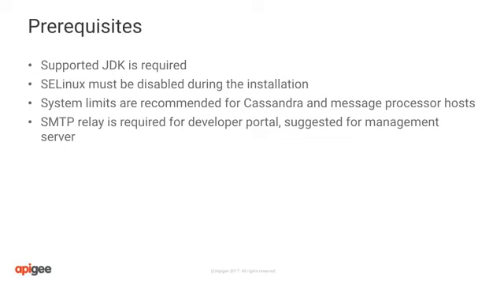A supported version of Java is required to run Apigee services. The link shown here will list currently supported versions. You can use either the Oracle JDK or the OpenJDK. If you don't install a supported JDK in advance, the installer will automatically install the correct version of OpenJDK using Yum.